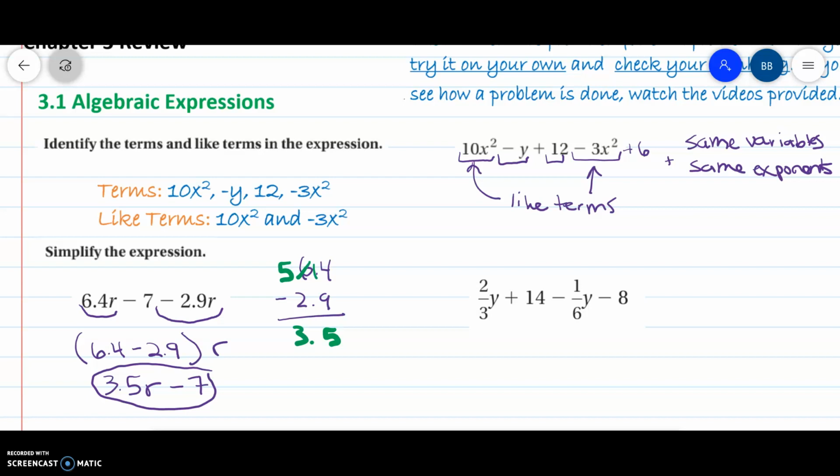Okay. The next one, we should identify our like terms. So I see here the y's are like terms, so 2/3 y and then negative 1/6 y. And then the other like terms I see are 14 and negative 8.